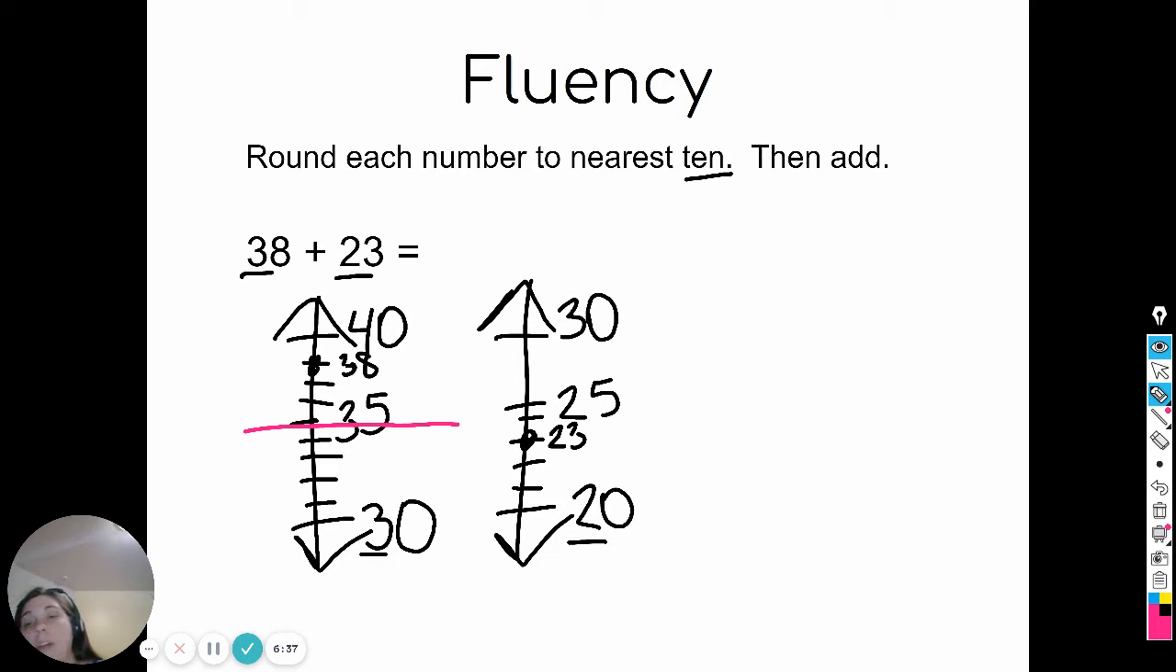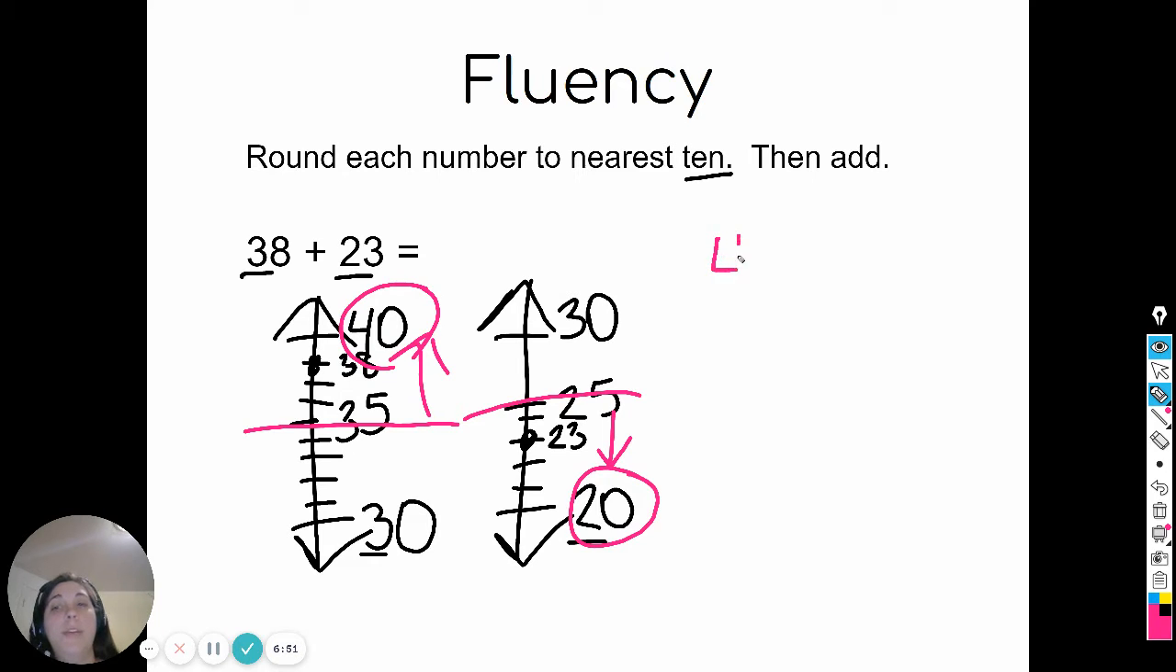38 is above the halfway point of 35, so we round up to 40. 23 is below the halfway point, so we round down to 20. So instead of doing 38 plus 23, we're going to do 40 plus 20. Give you a little bit longer to message me the answer in GoGuardian.